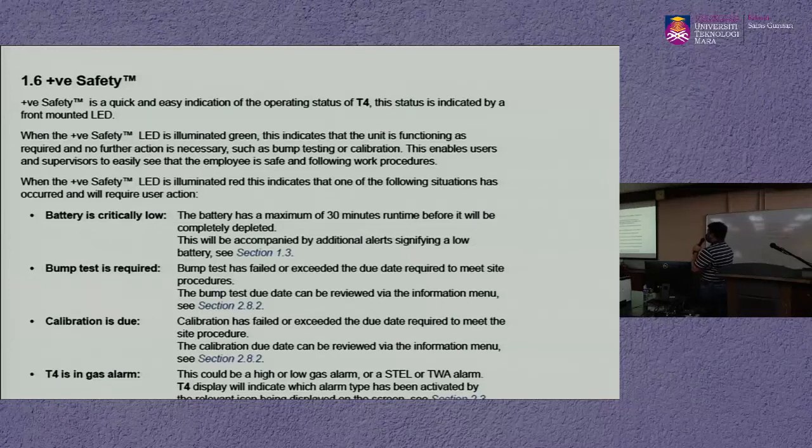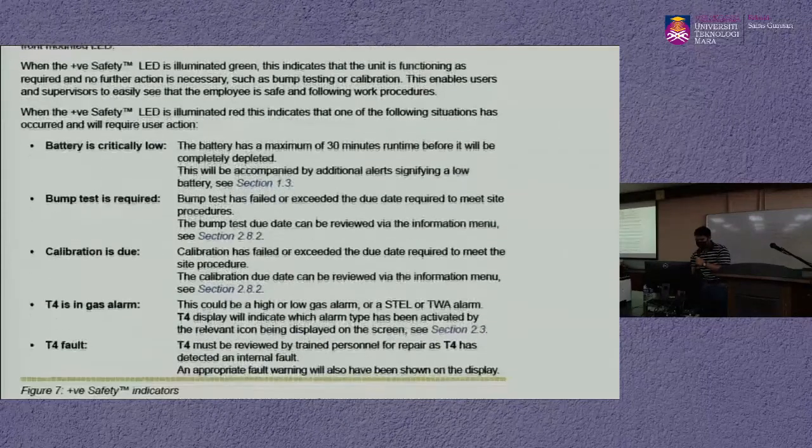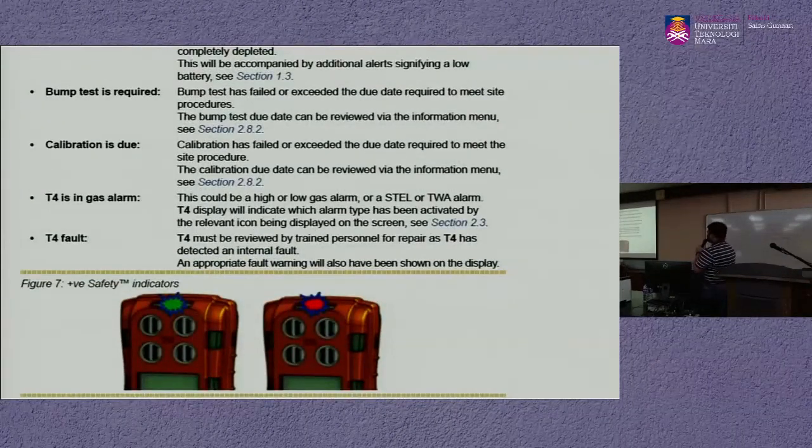Okay, when the positive safety LED is illuminated red, this indicates that one of the following situations has occurred and will require action: battery is critically low, bump test is required, calibration is due, T4 is in gas alarm. If T4 is in gas alarm, this would be high or low gas alarm, or STEL or TWA. T4 display will indicate which alarm type has been activated by the relevant icon being displayed on the screen. Or T4 fault: T4 must be reviewed by trained personnel for repair as T4 has detected an internal fault.